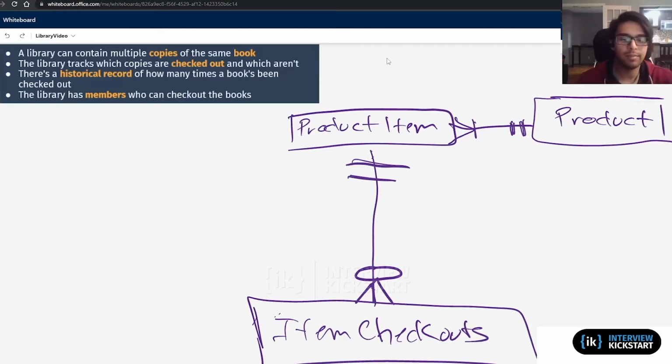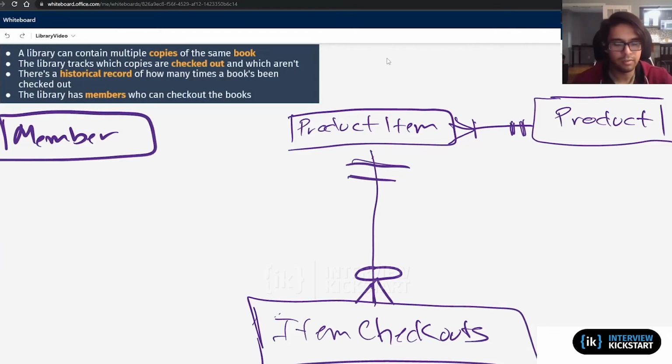Keep going down. The library has members who can check out the books. So I want to keep track of members, and that's going to be a member entity. I'm going to keep track of members, so that's going to be my entity. The member is the one who's doing the checkout, so there's going to be some relationship like that.